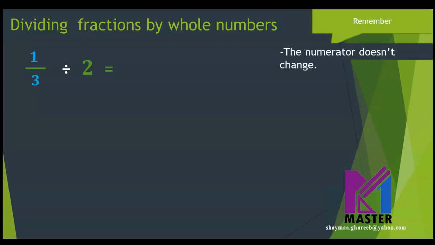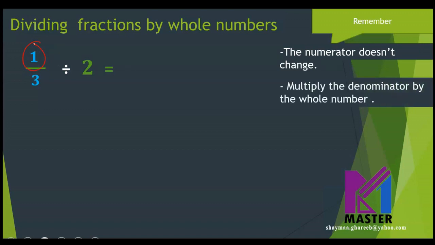The numerator doesn't change. So this is the numerator. Then my answer will be 1 over, what about the denominator? How to get the denominator? By multiplying the denominator by the whole number. So it will be 1 over 6. Is this clear? One more example.